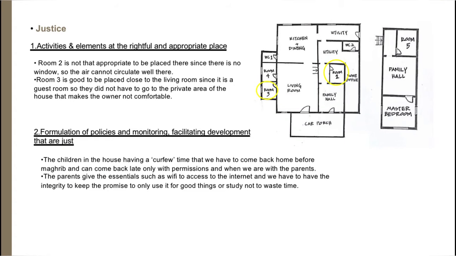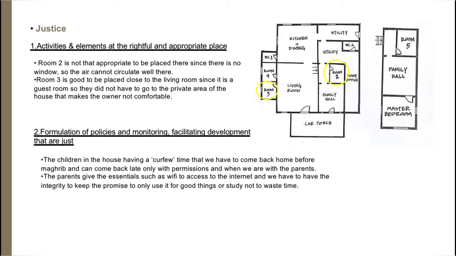The next principle is justice. Activities and elements are at the rightful and appropriate place. So room 2 is not that appropriate to be placed there, since there is no window, so the air cannot circulate well. But as for room 3, it is good to be placed close to the living room, since it is a guest room, so they do not have to go to the private area of the house, which would make the owner or themselves feel uncomfortable.